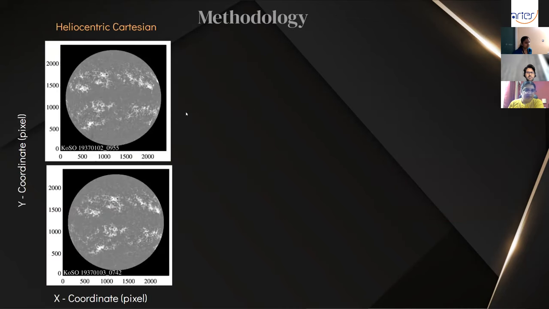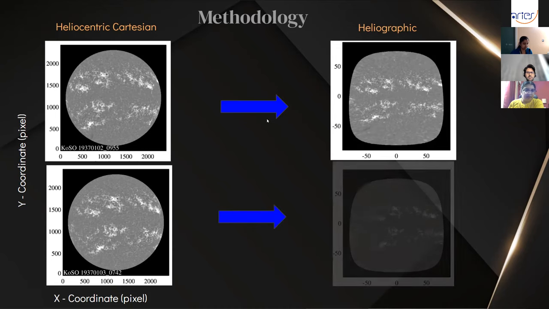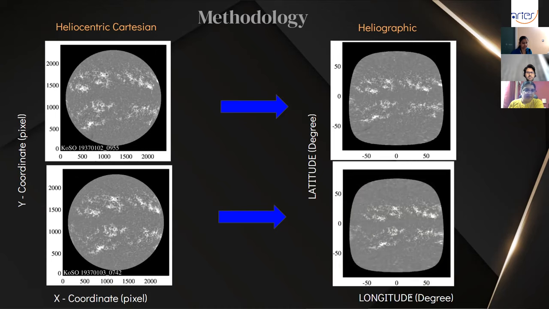So next comes the methodology part. Here you can see the first two images. The first image is the day one image, and the second is the next image, and these are in heliocentric Cartesian coordinates, where y is the y coordinate and x is the x coordinate in pixels. Here we converted these heliocentric Cartesian images into heliographic coordinate images for day one, as well as the next images. The x axis is the longitude in degrees, and the y axis is the latitude in degrees.